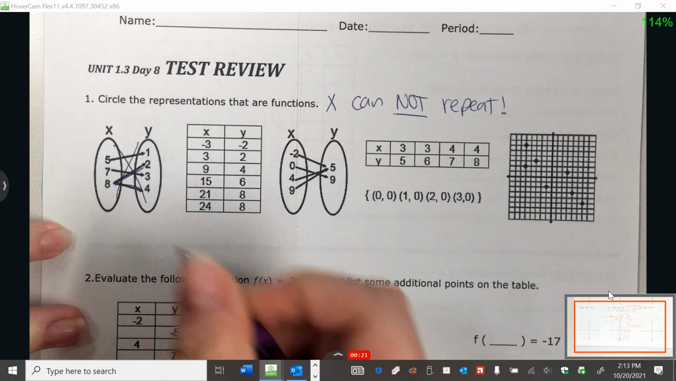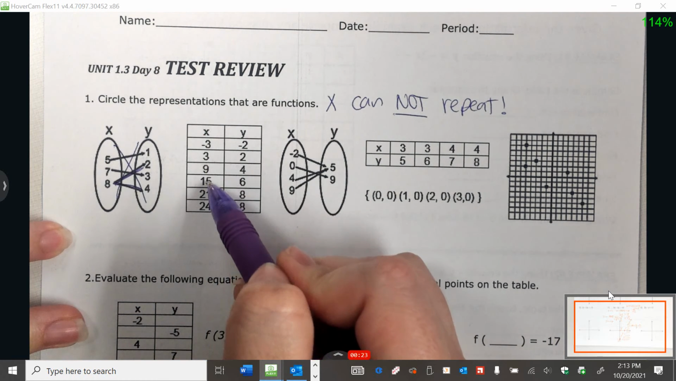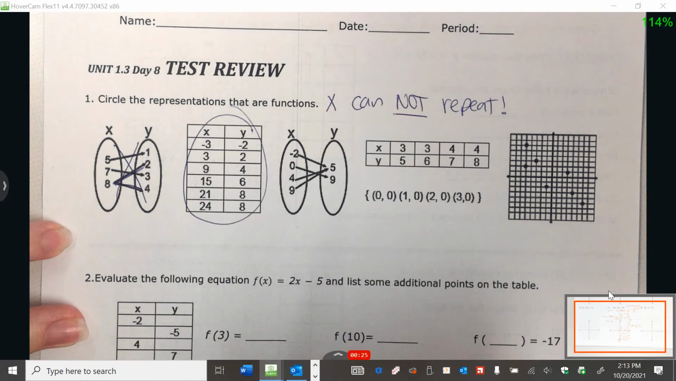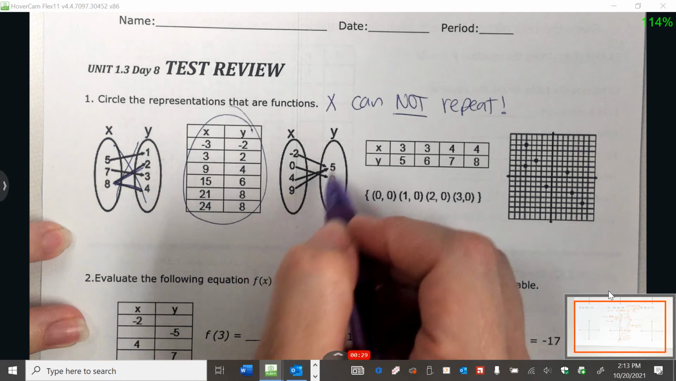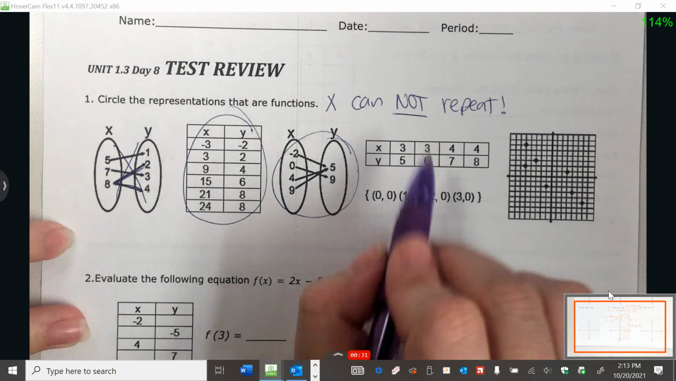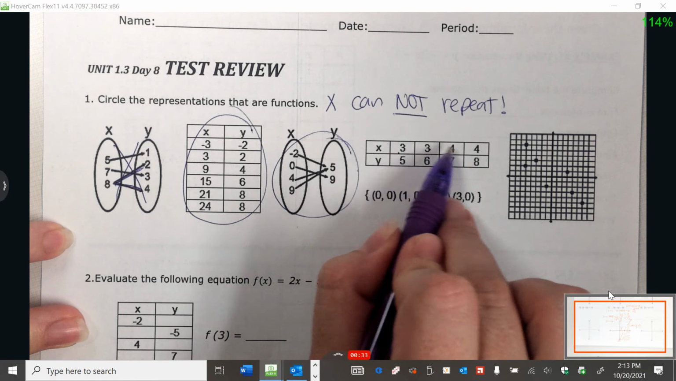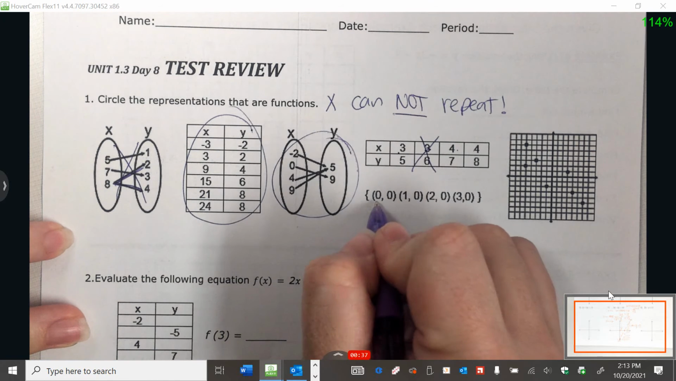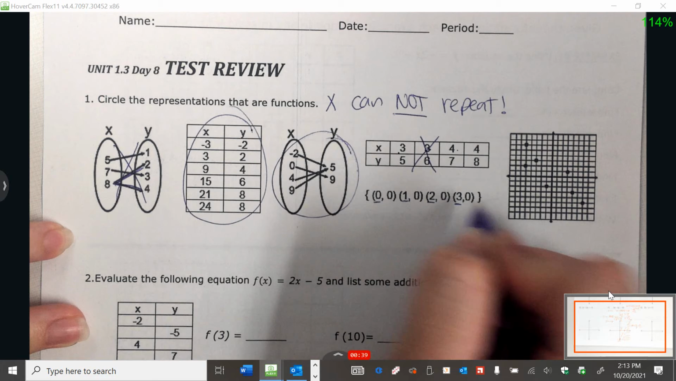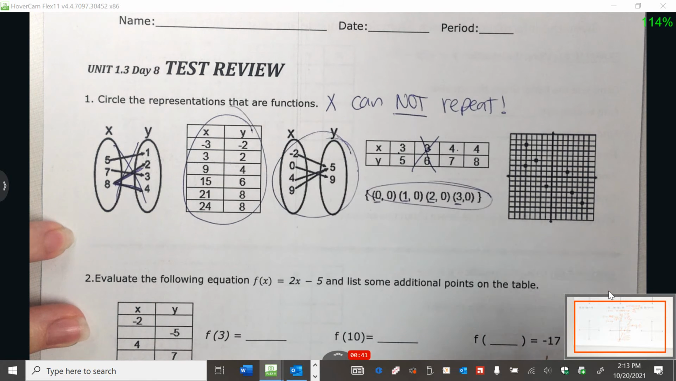not a function. Here we have -3, +3, 9, 15, 20, 21. Okay, no x repeated, so that is a function. Here, every x only has 1 arrow, so that is a function. Here we have x is 3, 3, 4, and 4, which means it repeated, so it's not a function. We have 0, 1, 2, 3, did not repeat, so that is a function.